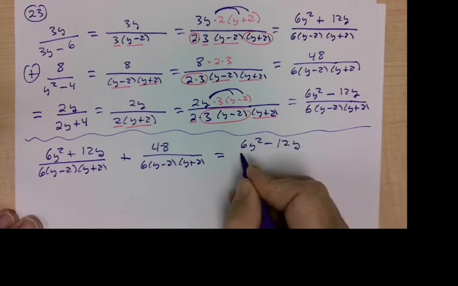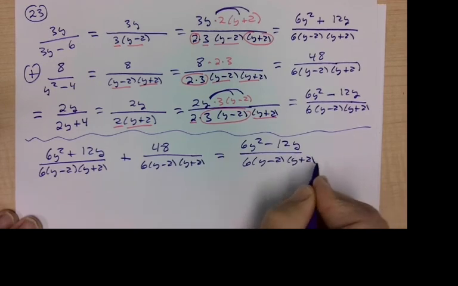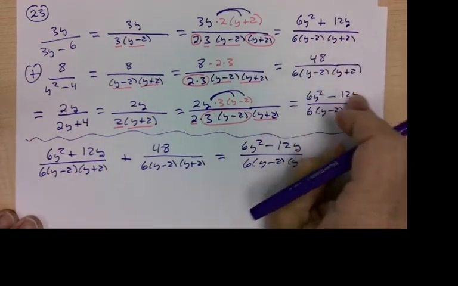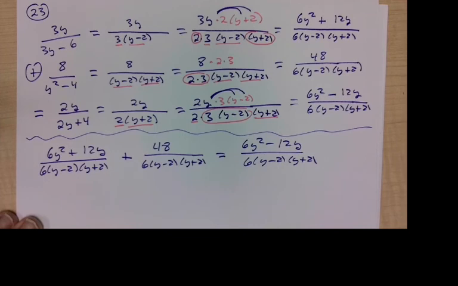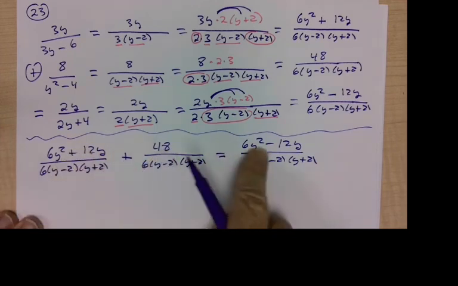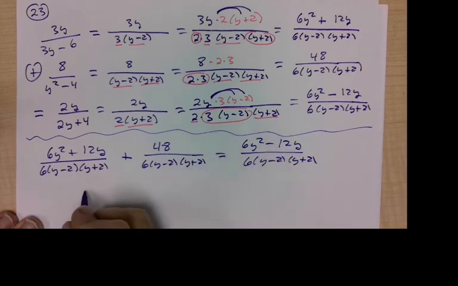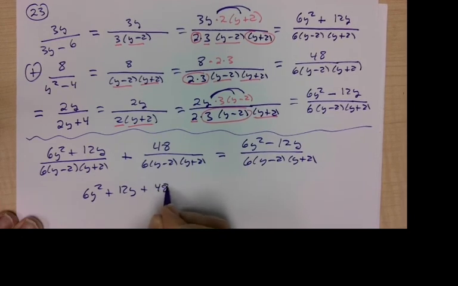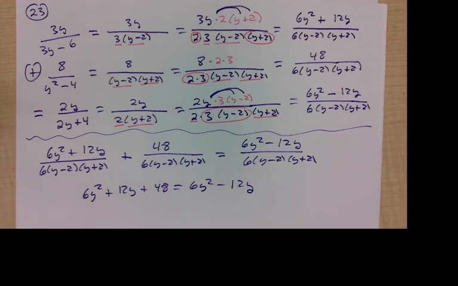Now just remember, we cannot divide by 0, so I better not get an answer of 2 or negative 2, because 2 or negative 2 makes the bottom 0, and that's not going to be acceptable. Division by 0 leads to all kinds of problems. So now this piece plus this piece equals that piece, so this numerator plus this numerator equals that numerator. So where are we? 6y squared plus 12y plus 48 equals 6y squared minus 12y. In a sense, what we did is we multiplied both sides by the common denominator.